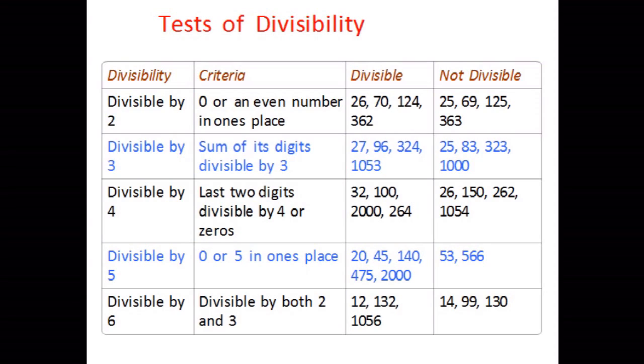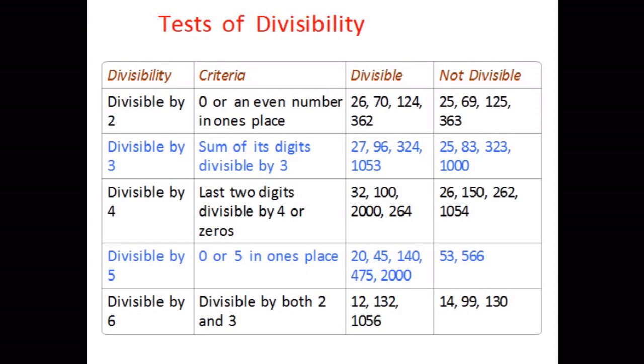Now let's look at 99. 99 is divisible by 3 because the sum of the digits is 18, but it is not an even number and not divisible by 2, and therefore it is not divisible by 6. Now 130 is an even number. There is 0 in one's place, so it is divisible by 2. So let's take the sum of the digits. 1 plus 3 is 4. 4 is not divisible by 3. So the number is not divisible by 3. That means it will not be divisible by 6.